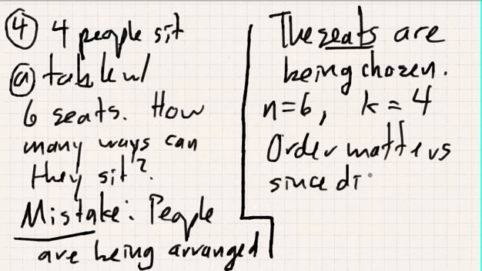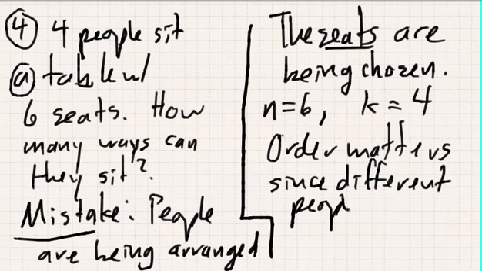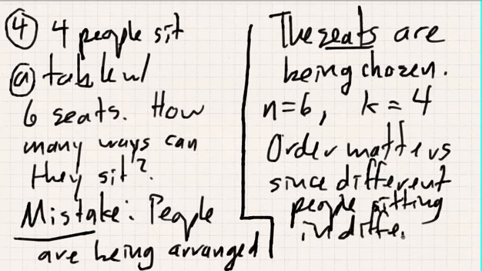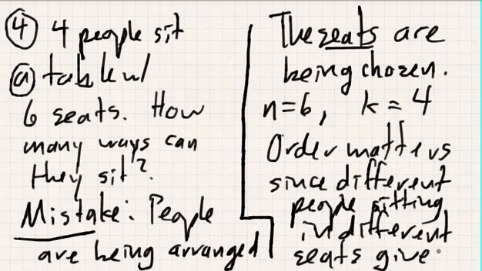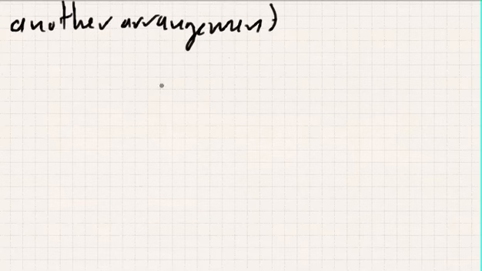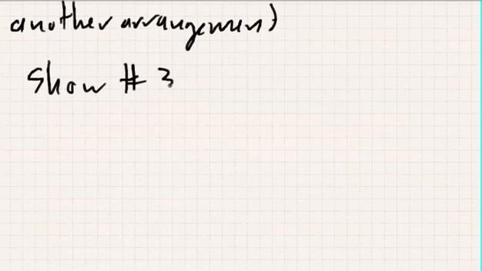Since different people sitting in different seats gives another arrangement. And so I'll leave this as an exercise to you. Show that the number of ways of doing this is equal to 360.